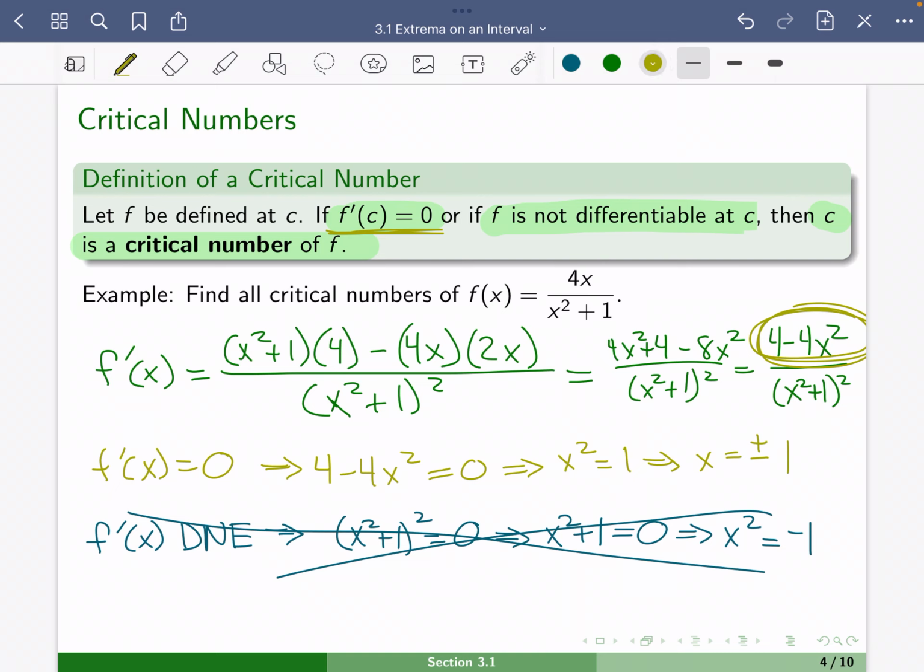So what are the critical numbers here? Our critical numbers are negative 1 and positive 1. And what do those critical numbers tell us? Those are possible locations of relative maximums and minimums. In our next video, we will talk more about those being the potential locations of relative max and mins, and then we'll go through some further examples where we find critical numbers. All right, we will see you there.